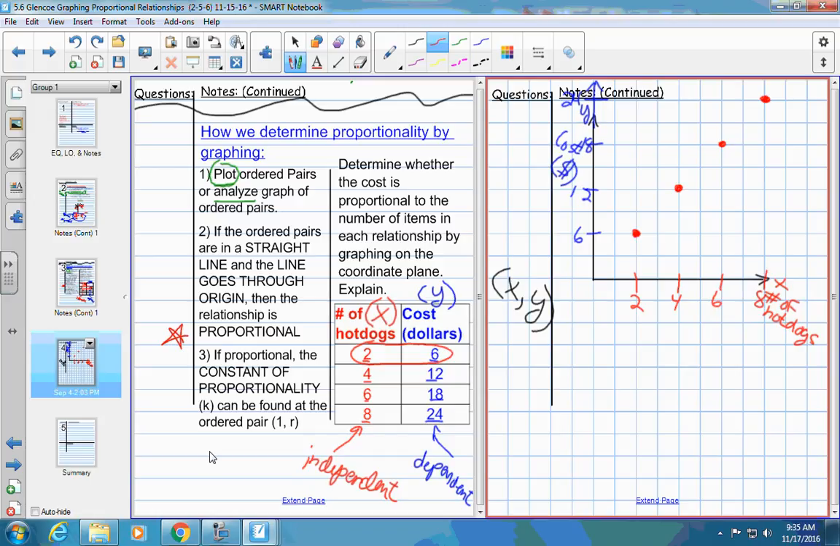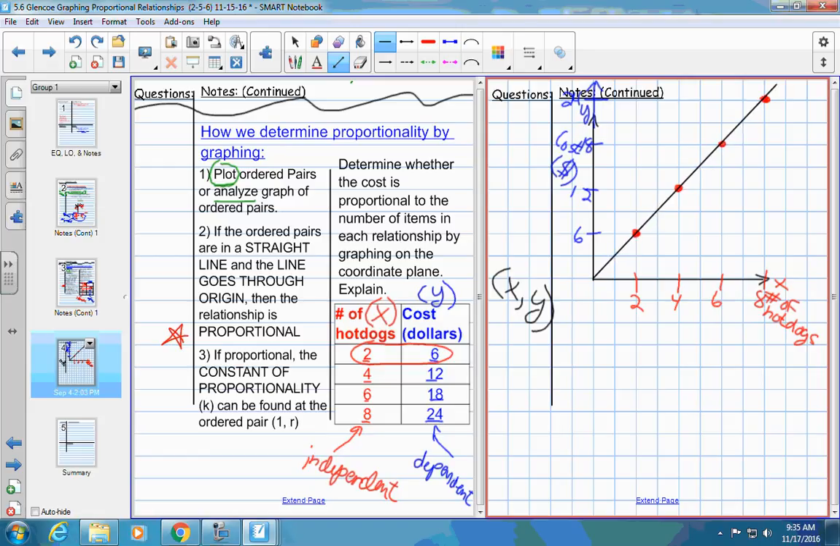Well, what does the next direction say? If the ordered pairs are in a straight line and the line goes through the origin. Well, they look like they're in a straight line, but we actually have to connect the dots. And sometimes my horrible joke would be to connect the dots. Connect, right? No. Okay. So we're coming all the way down.